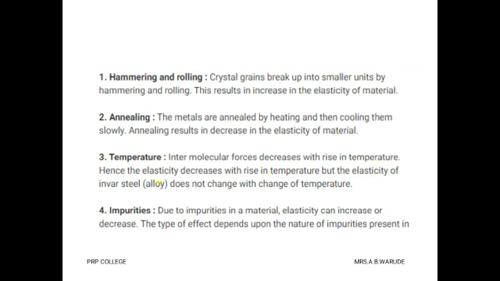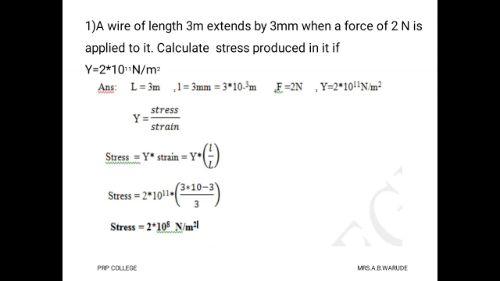Third point is temperature. The intermolecular forces decrease with the rise in temperature, and hence the elasticity decreases with rise in temperature. But the elasticity of invar steel, that is an alloy, does not change with change in temperature. Last is addition of impurities. Due to impurities in a material, elasticity can increase or decrease, and the type of effect depends on the nature of the impurities present in the material.